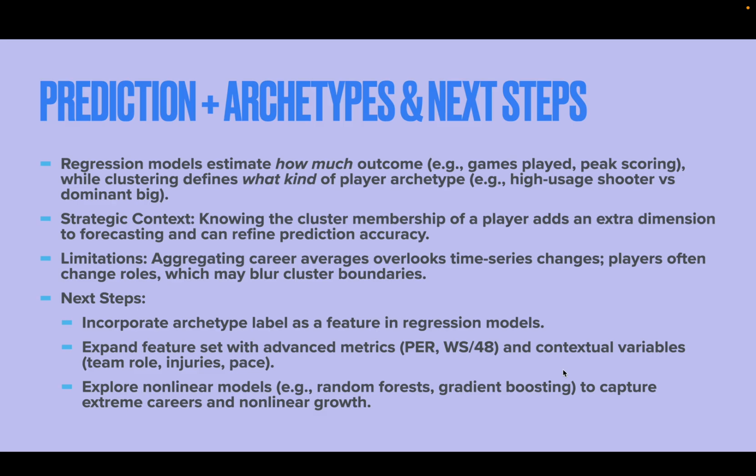does overlook time series changes. Players often change roles, which can blur the cluster boundaries. So next steps would be to incorporate the archetype label as a feature in the regression model, as I said before. Expand the feature set with advanced metrics and contextual variables, so again, injuries and role on the team. And explore nonlinear models, so random forest, gradient boosting, to capture those more extreme career cases where there's nonlinear growth from rookie to star of the league.